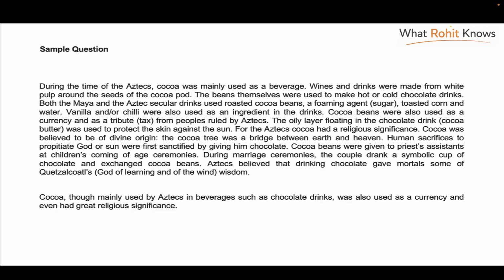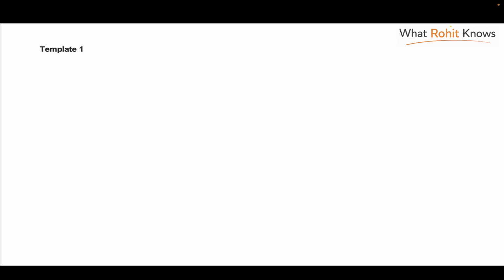So this text is about cocoa and its various uses during the times of the Aztecs. So cocoa, though mainly used by Aztecs in beverages such as chocolate drinks, was also used as a currency and even had great religious significance. Now, let's look at the first template.